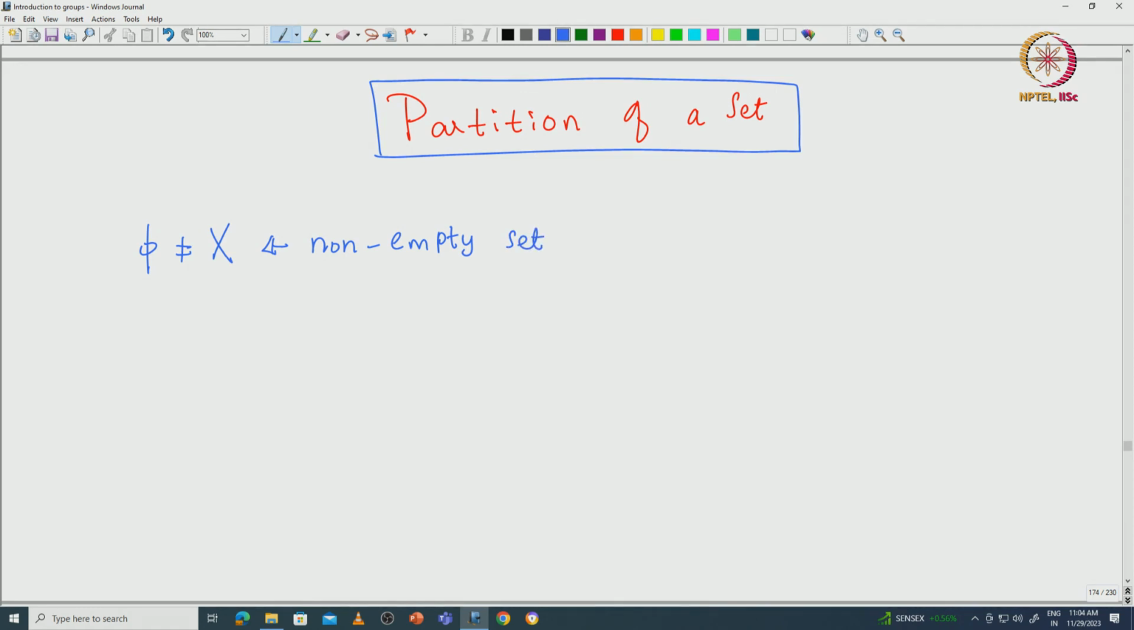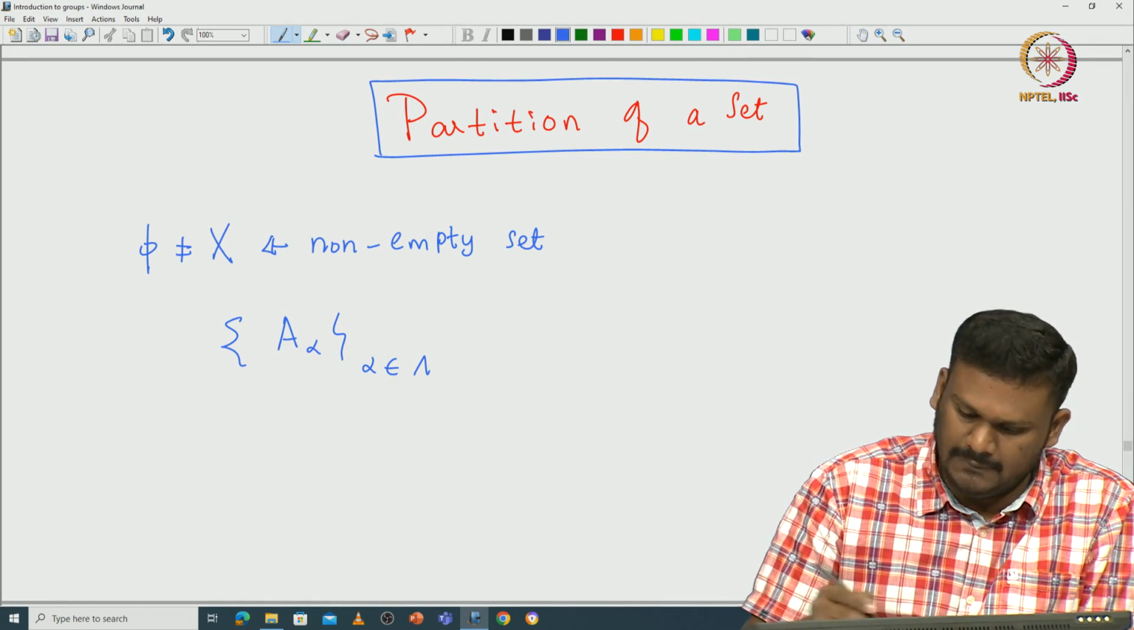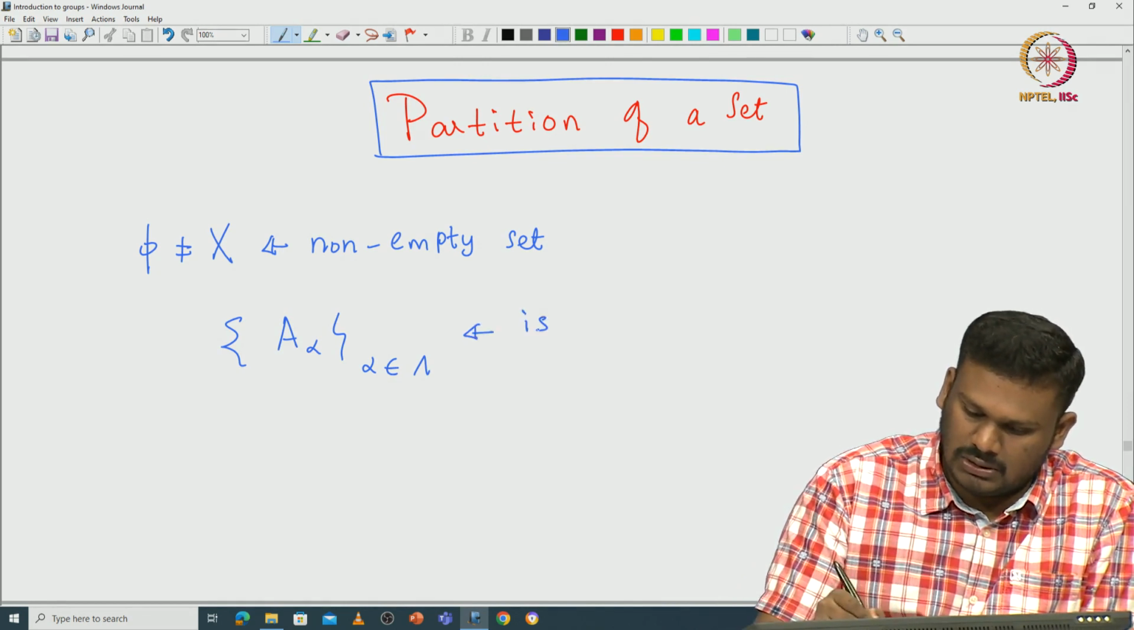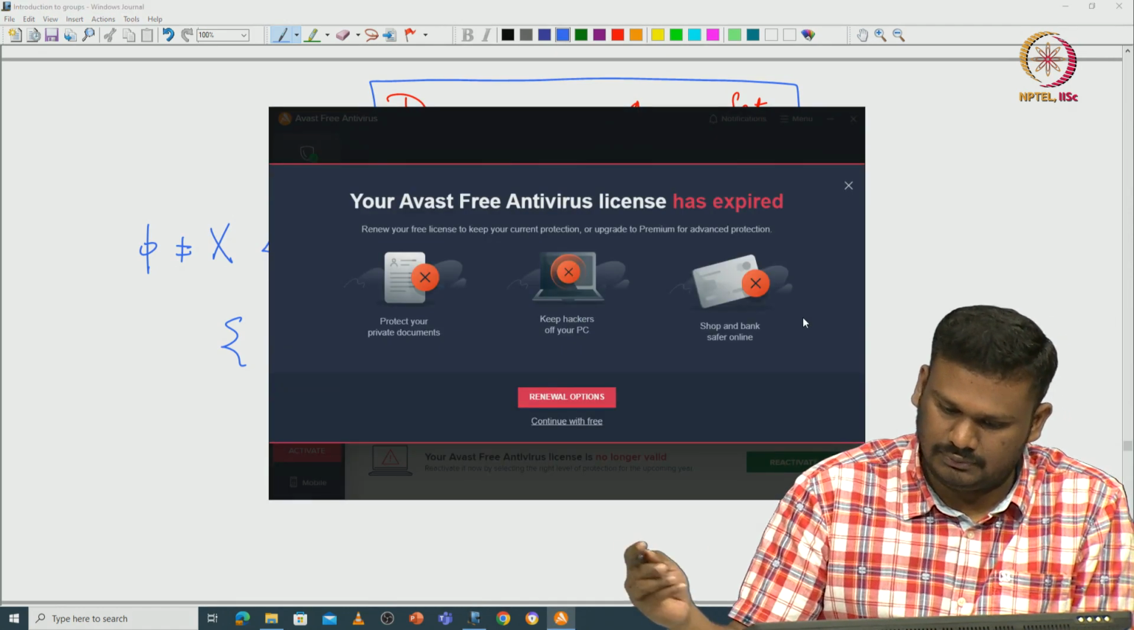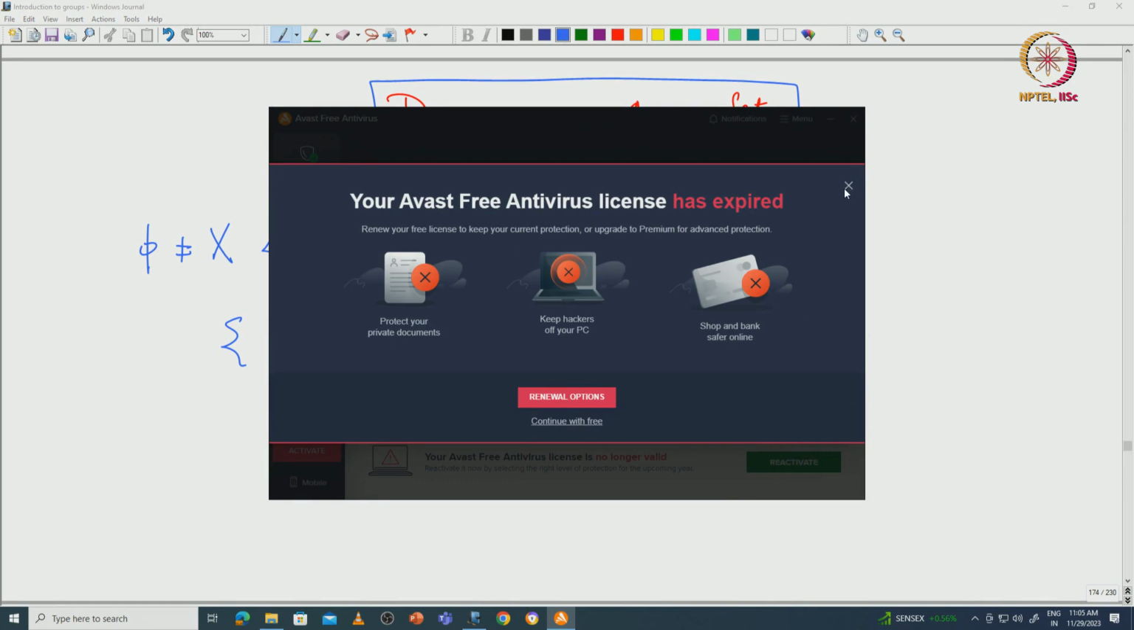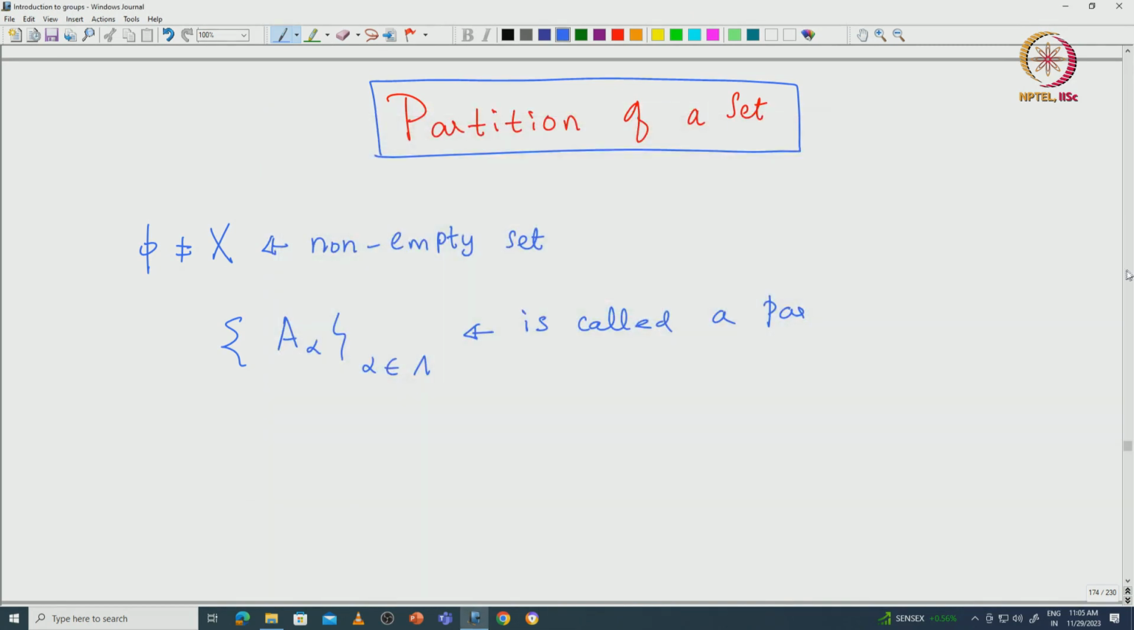So, a partition of this set capital X is a collection of subsets of capital X. Let us call them A alpha, where alpha runs over some indexing set capital Lambda. Okay. So, this is called a partition of capital X if the following happens.